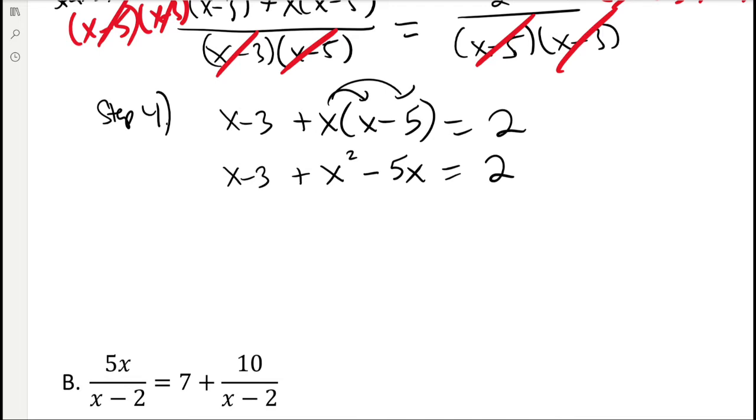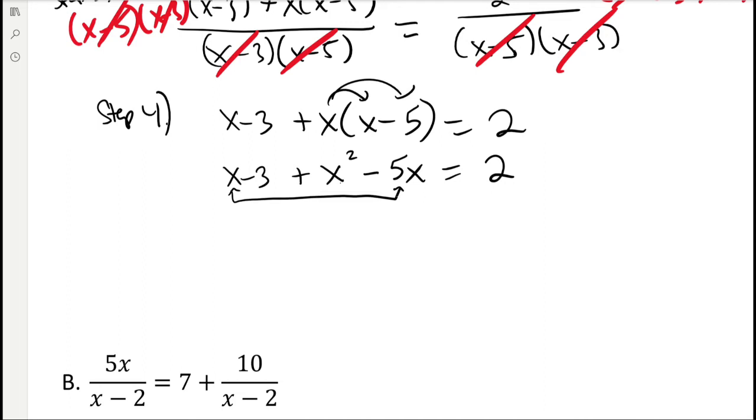Notice that this is quadratic because we have a squared here. This means that we'll have to put everything to one side, because a quadratic means that you're going to have a 0 on one side if you're going to want to solve it by factoring or the quadratic formula. So we're going to combine our like terms here first. We have an x and a negative 5x. It's going to give us a negative 4x.